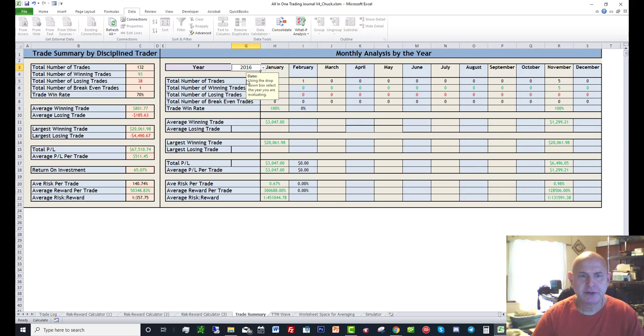Now I got this trade summary from the Disciplined Trader. I've made modifications to it to reflect my actual trade log. The next sheet in this all-in-one trading journal is a TTM Wave cheat sheet.